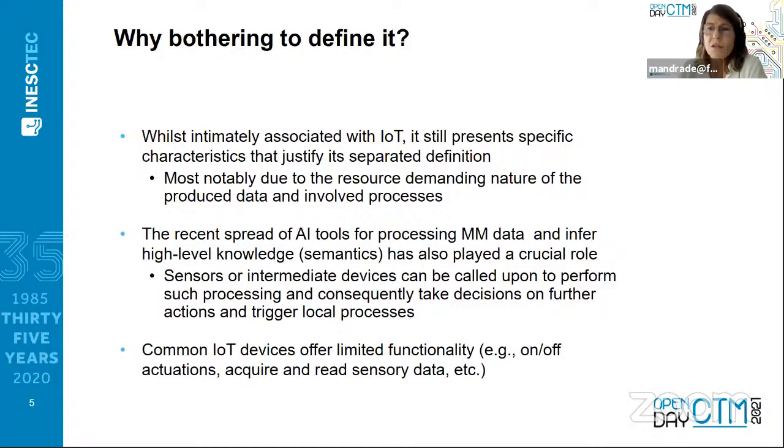So the expectation is that such processing can occur locally so that decisions and reactions can be made fast, efficiently, and securely. And we can say that this is quite different from the situation in conventional IoT, where limited functionality is offered, such as linear data acquisition and on-off actuators.